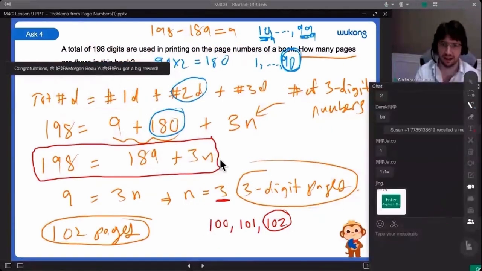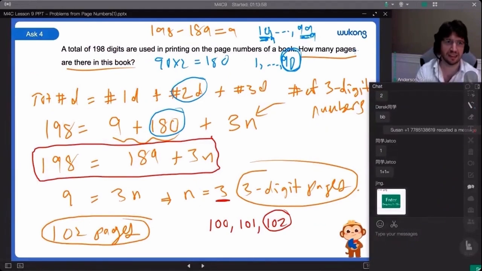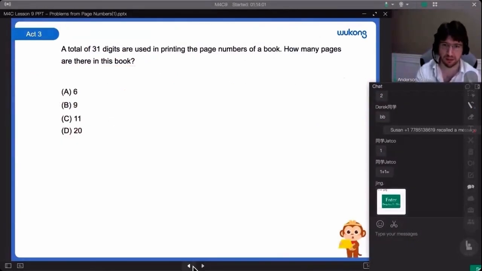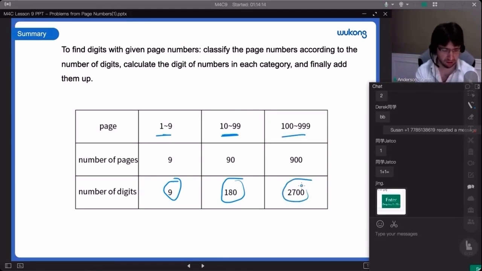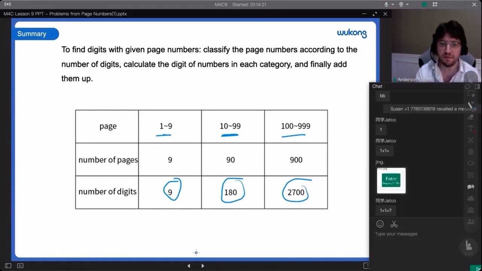Excellent. I did that kind of fast because we had a table some time ago. I don't expect you to memorize this yet, but you might want to keep the summary when you do your homework. From pages 10 through 99, there are 180 digits. From 1 through 9, there are 9. And if you're reading some insanely long book, like maybe a religious text, 2,700 digits from 100 through 999.